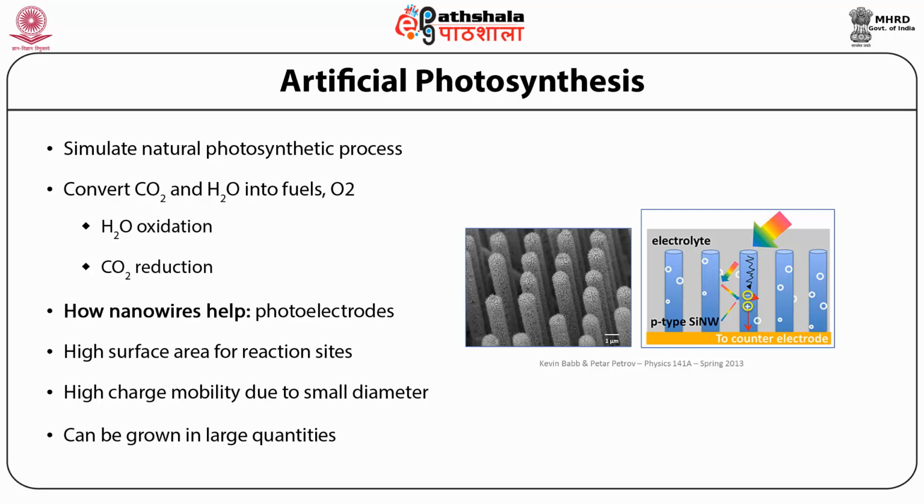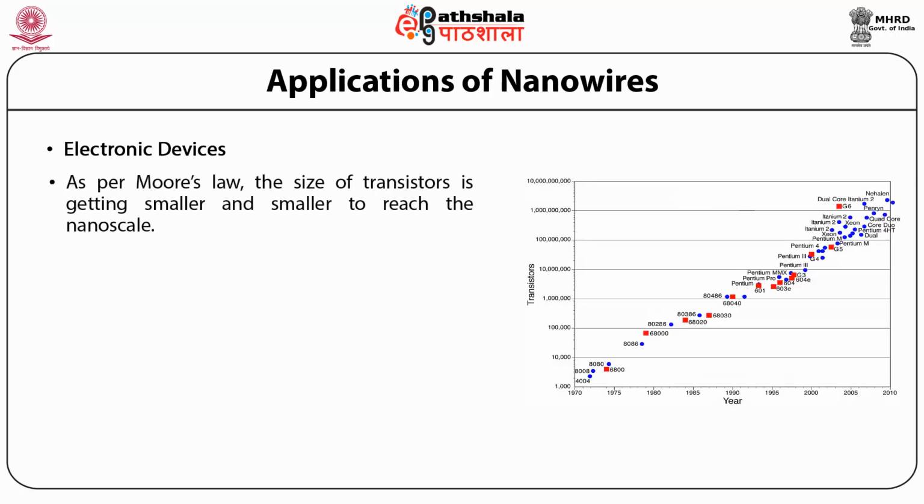One is a SEM image and the other one shows a schematic, that is how a p-type silicon nanowire is used to convert the photon energy from the sun into the generation of the electrons. As per Moore's law, the size of transistors is getting smaller and smaller as shown in this figure.